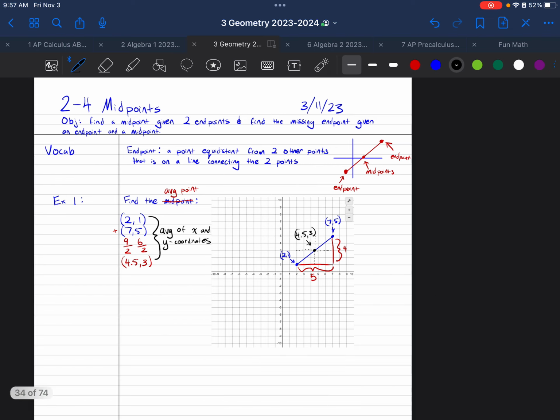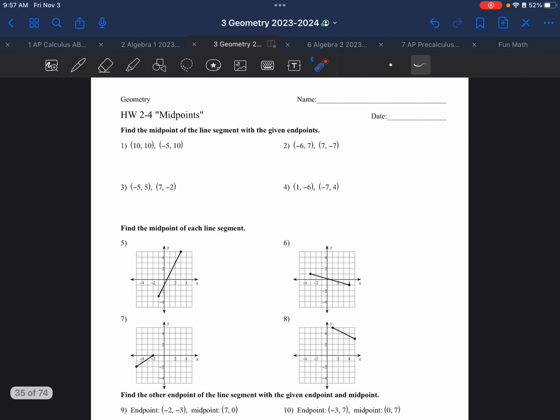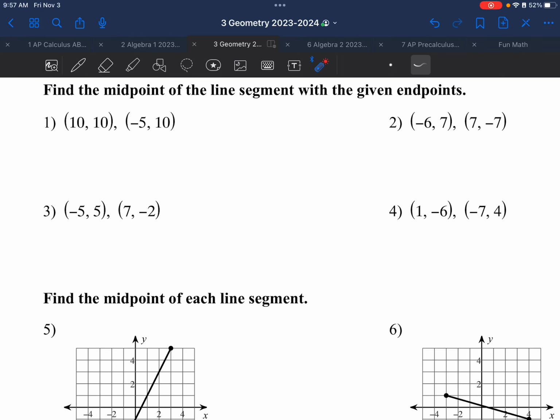And if I take a peek at the homework, in the homework you're given this problem where you don't have a graph, so you can just take the average of 10 and negative 5, which you add up. 10 plus negative 5 is 5, and then you divide by 2. So 5 divided by 2 is 2.5. So this answer is going to be 2 point.